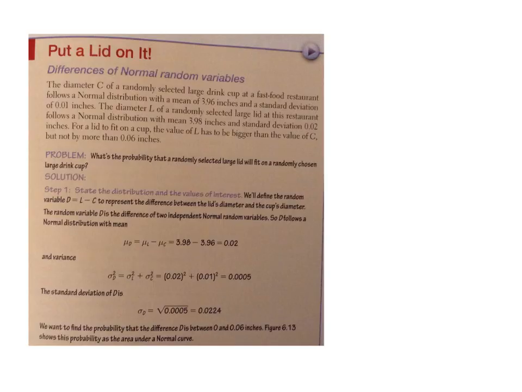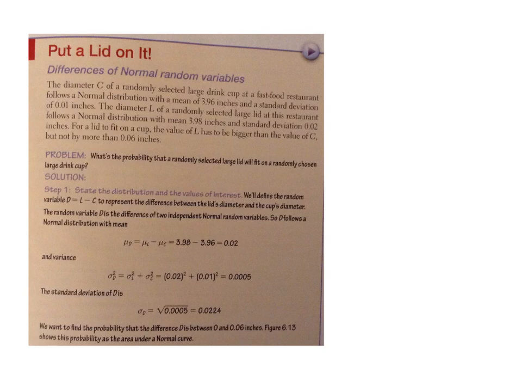Okay, so let's look at what we have going on with this one. I have the diameter C of a randomly selected large drink cup at a fast food restaurant. Normal distribution, mean of 3.96 inches, standard deviation of 0.01 inches. The diameter of the lid also follows the normal distribution, mean 3.98 inches, standard deviation of 0.02 inches. For a lid to fit on the cup, the diameter of the lid has to be bigger than the value of C, but not by more than 0.06 inches, because then it will be too big for the cup. So my problem here is, what's the probability that a randomly selected large lid will fit on a randomly chosen large drink cup? Again, we need to do our 3-step process.